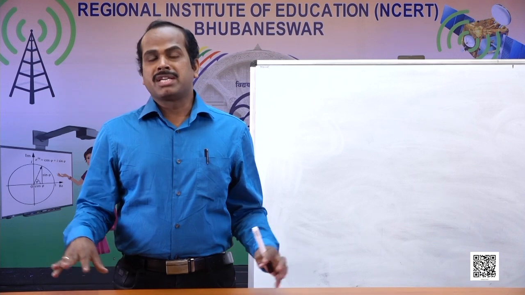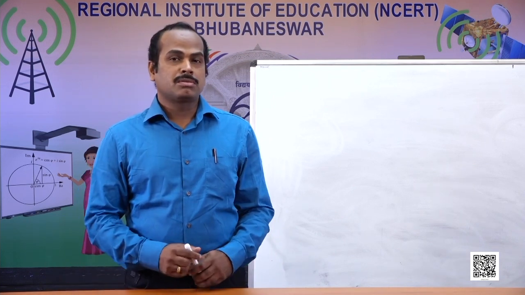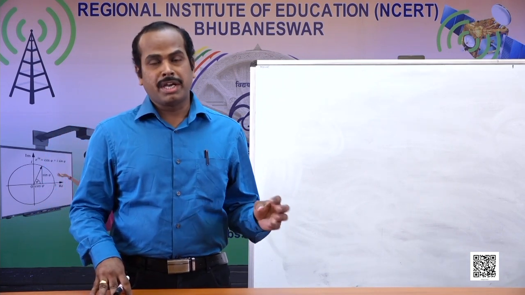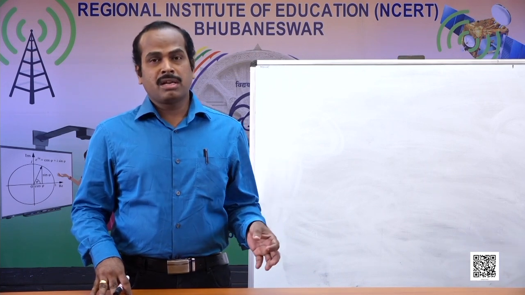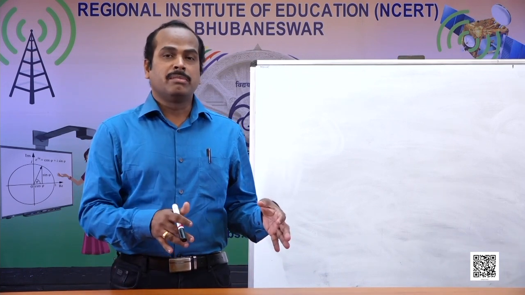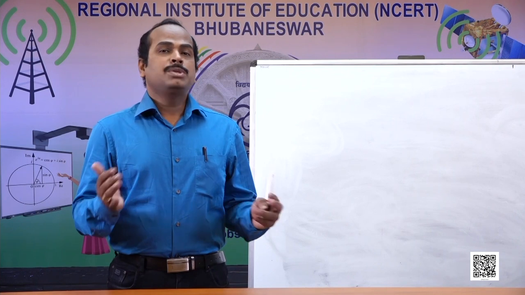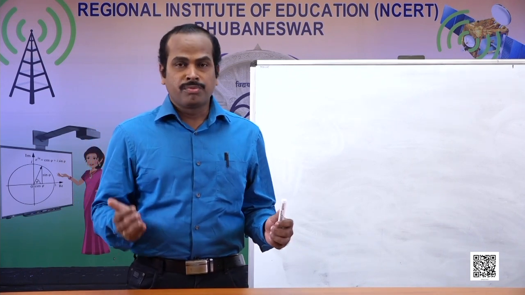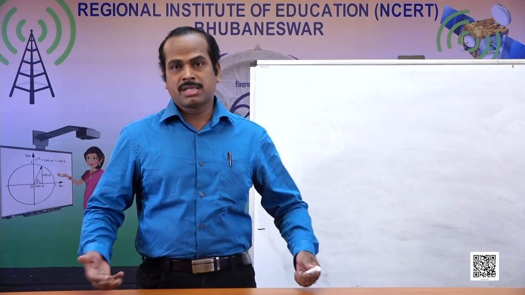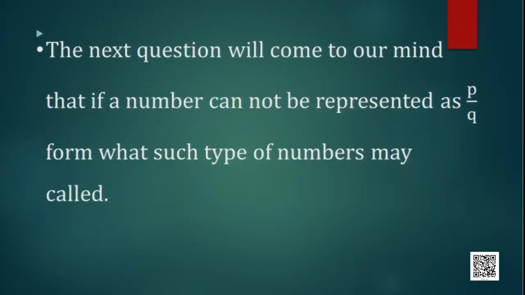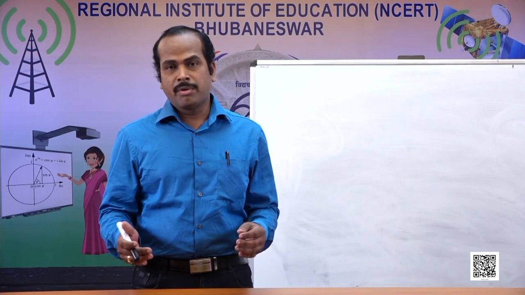The numbers which can be presented on the real number line are called real numbers. We have observed that in real numbers, natural numbers are there, whole numbers are there, integers are there, then rational numbers are there, and besides rational numbers, there are more numbers which we have still not learnt. As we know already, the numbers which can be presented in p by q form are called rational numbers. Now we'll discuss the numbers which cannot be presented in p by q form. What will they be called? They will be called irrational numbers. So how can they be presented, how have they to be written?